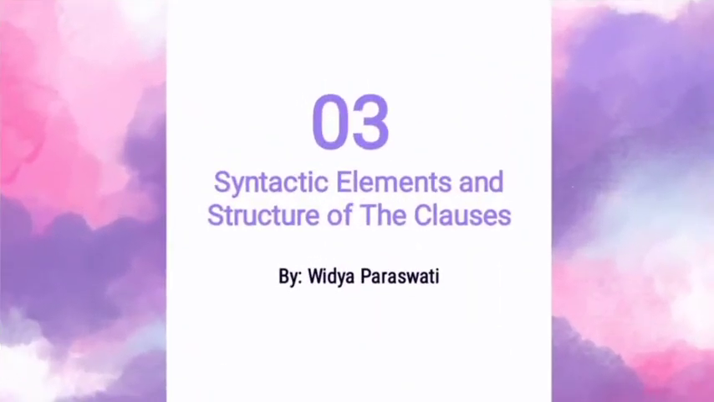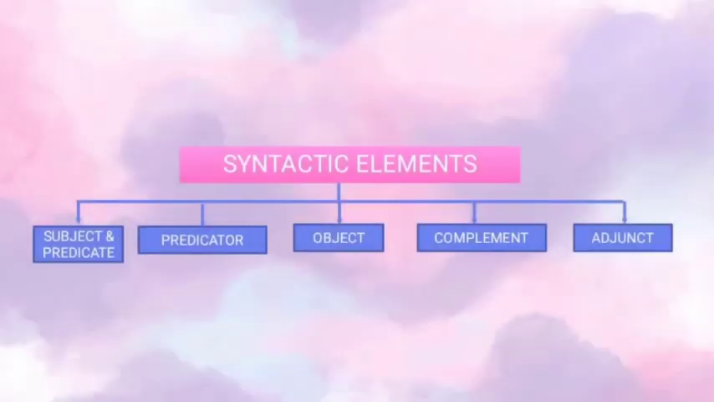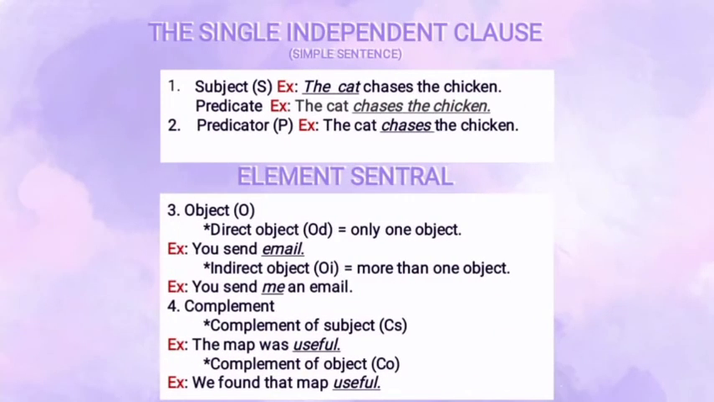The third material is syntactic elements and structure of the clauses. Now we see the syntactic elements. There are 5 subpoints in the syntactic elements. The first, subject and predicate. Second, predicator. Third, object. Fourth, complement. And the fifth, adjunct. Now we discuss in each subpoints.